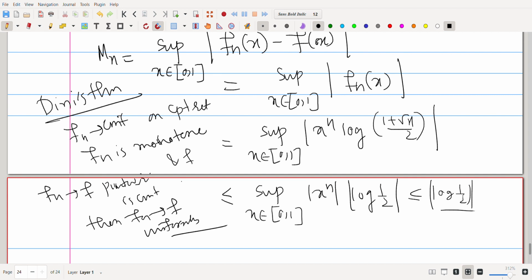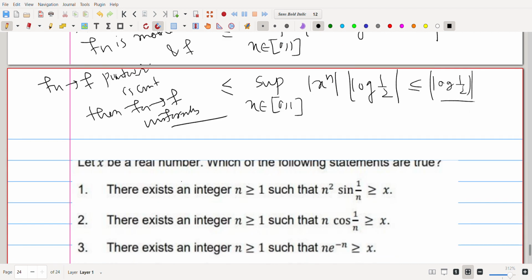Now here fn is continuous for each n. Here the set is compact because it is the closed interval [0, 1], right? Here also fn is monotone. Why is fn monotone?